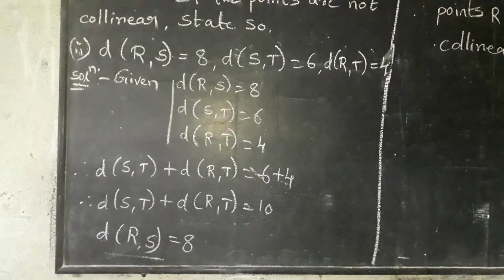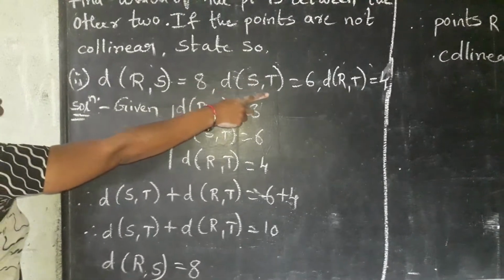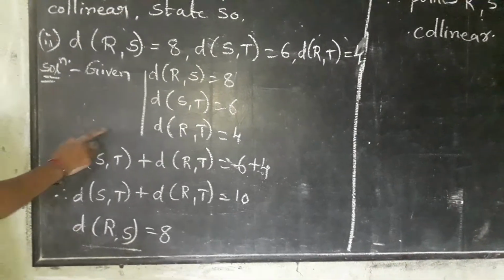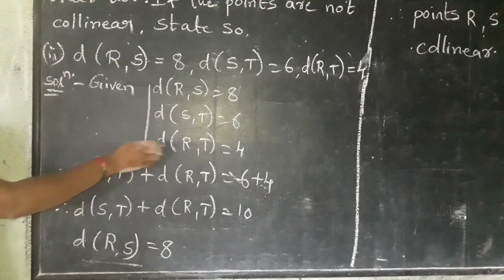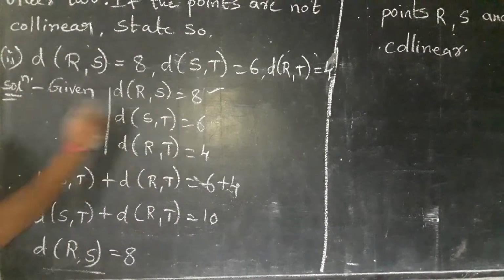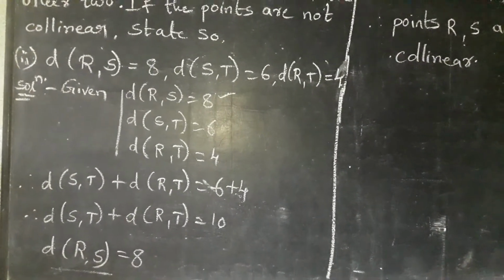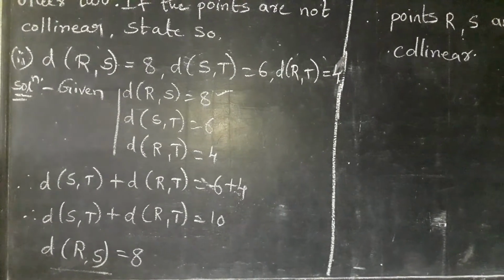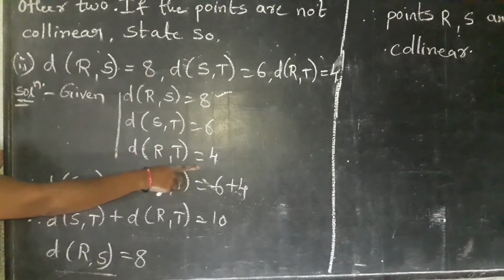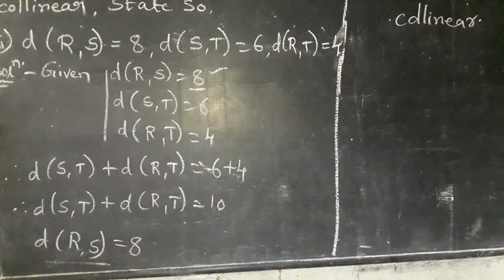Our example 2 is distance of RS is 8, distance of ST is 6 and distance of RT is 4. So, write these distances and see here that in these three distances our greater number is 8 and the remaining two smaller numbers are 6 and 4. Now check whether the sum of the remaining two smaller numbers is equal to the greater number. Here the smaller numbers are 6 and 4. If we add both these, we get 6 plus 4, 10. And our greater number here is 8. These two are not equal.